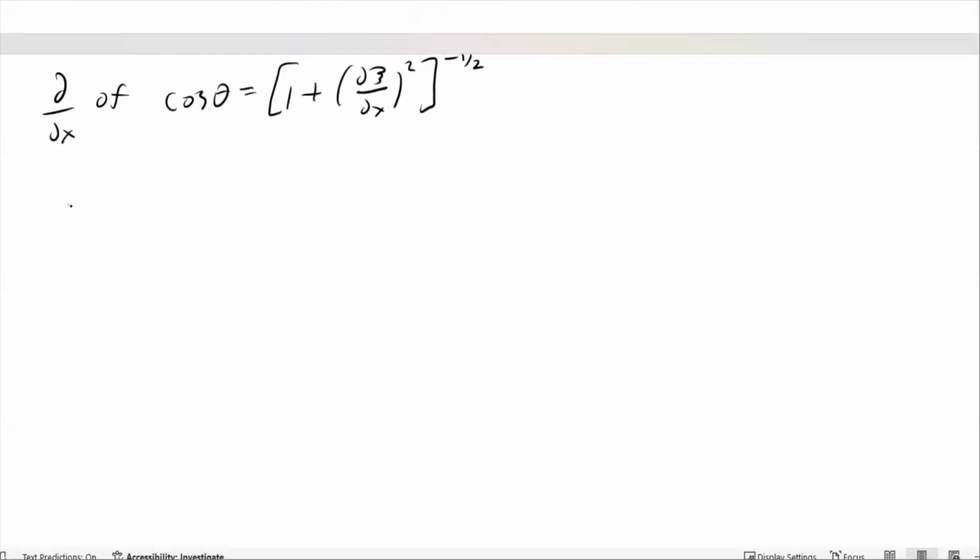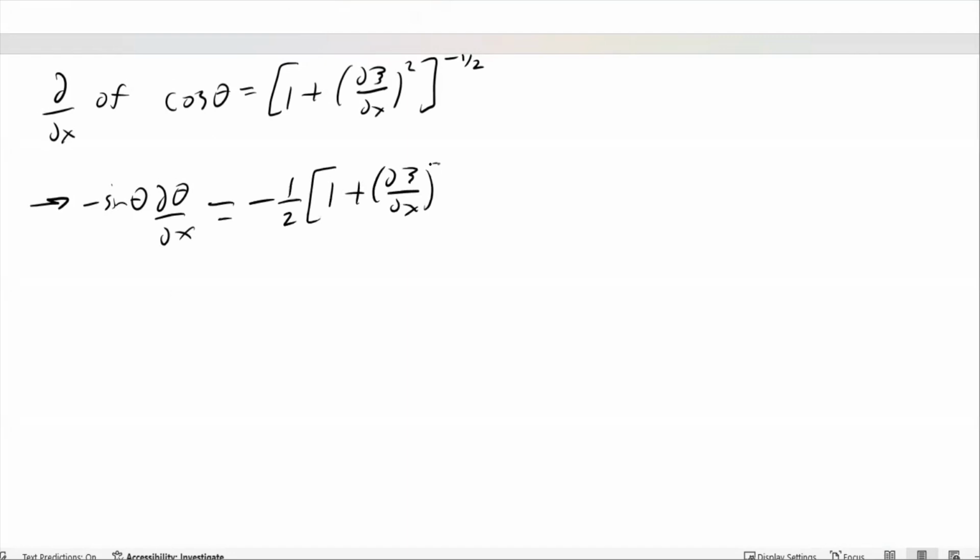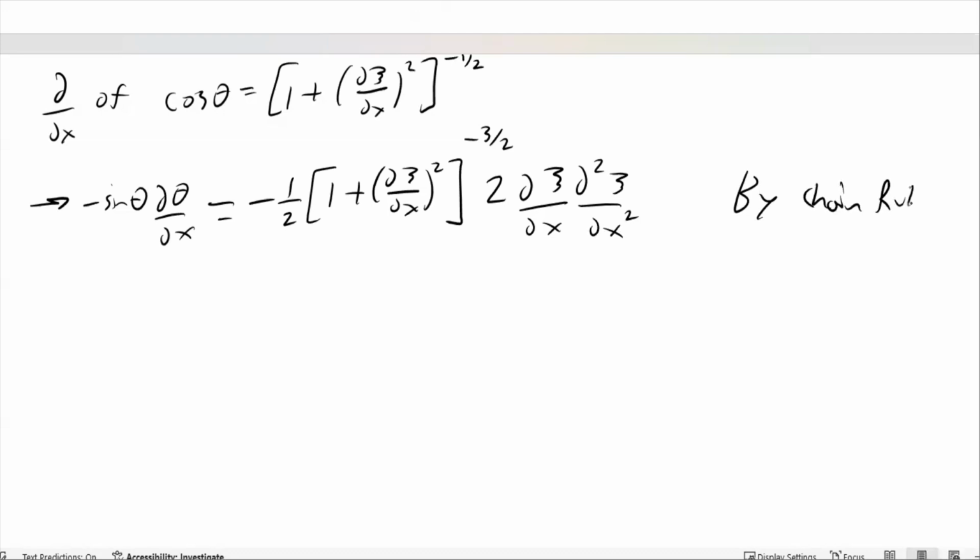Okay. And that gives us negative sine theta, because remember theta is dependent on x, d theta dx, which is equal to negative 1/2 times 1 plus d cos c dx squared to the negative 3/2 power times 2 d cos c dx d2 cos c dx squared. This is by the chain rule. I encourage you to try to prove this to yourself. Now these can cancel. Okay.